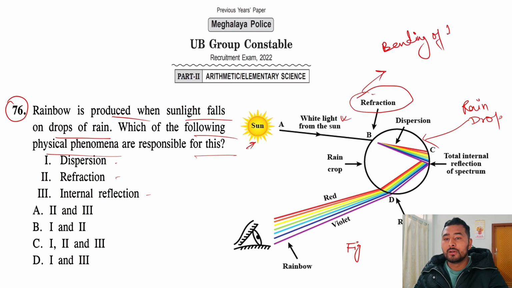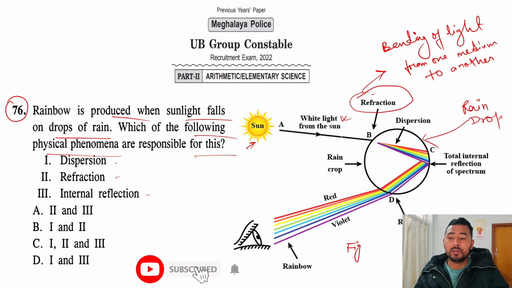Bending of light from one medium to another. Refraction of light means bending of light from one medium. See, outside is one medium, inside is another medium. So from one medium to another, this phenomenon is known as refraction.